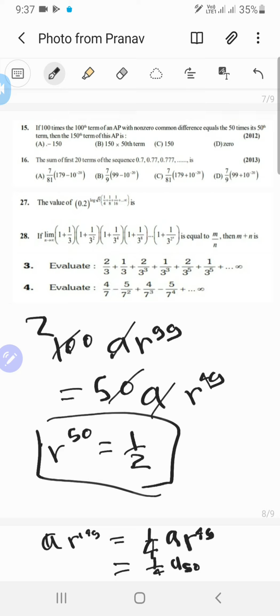Okay, so 1 by 2 squared is 1 by 4, and then you have this a times r to the 49 power. Well, it should work. I don't know, something is just not looking correct in this.